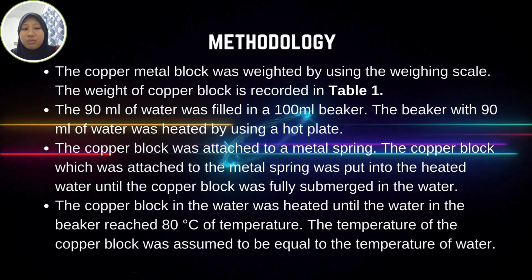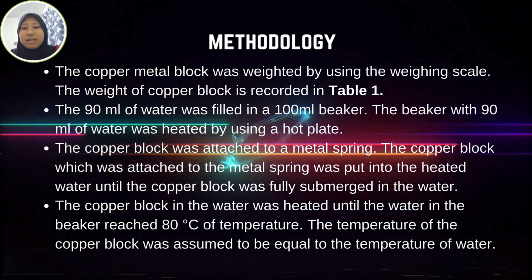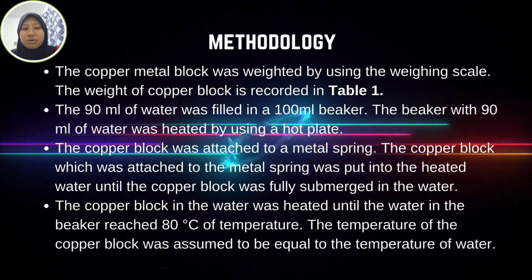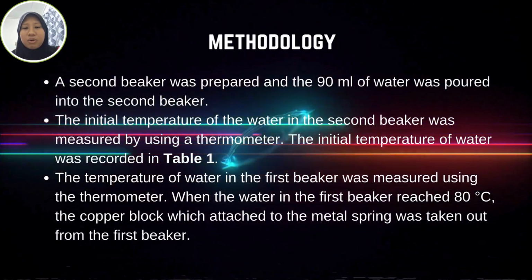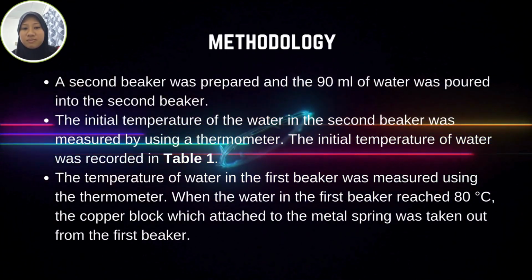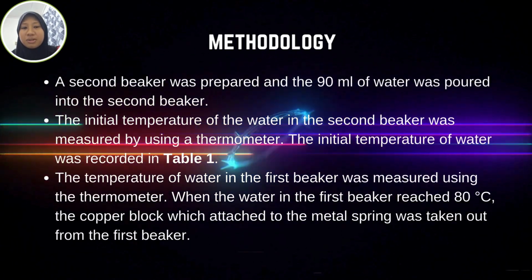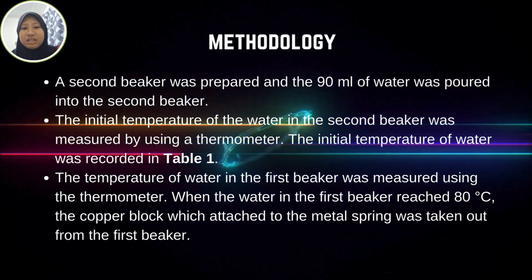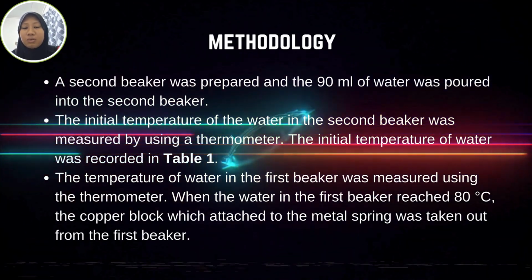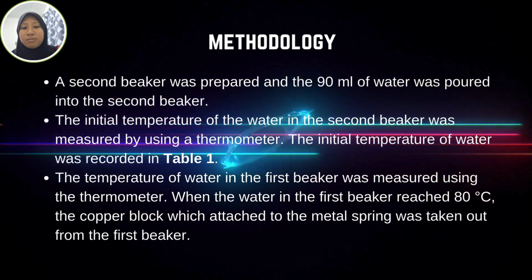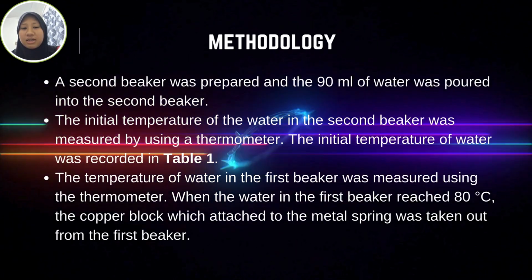The copper block in the water was heated until the water in the beaker reached 80 degrees Celsius. The temperature of the copper block was assumed to be equal to the temperature of the water. A second beaker was prepared and the 90 ml of water was poured into the second beaker. The initial temperature of the water in the second beaker was measured by using a thermometer. The initial temperature of the water was recorded in table 1. When the water in the first beaker reached 80 degrees Celsius, the copper block which was attached to the metal spring was taken out from the first beaker.